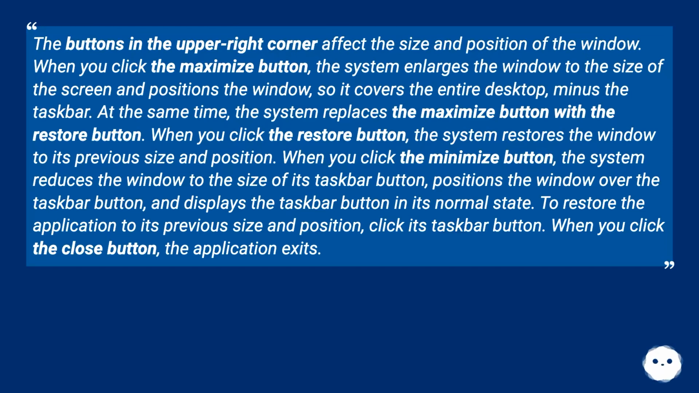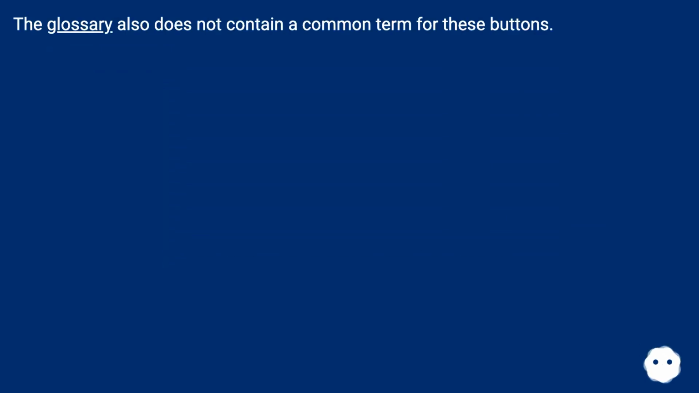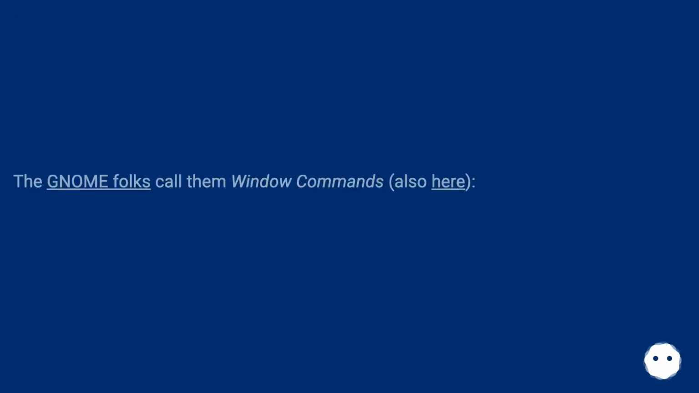When you click the Minimize button, the system reduces the window to the size of its taskbar button, positions the window over the taskbar button, and displays the taskbar button in its normal state. To restore the application to its previous size and position, click its taskbar button. When you click the Close button, the application exits. The glossary also does not contain a common term for these buttons.